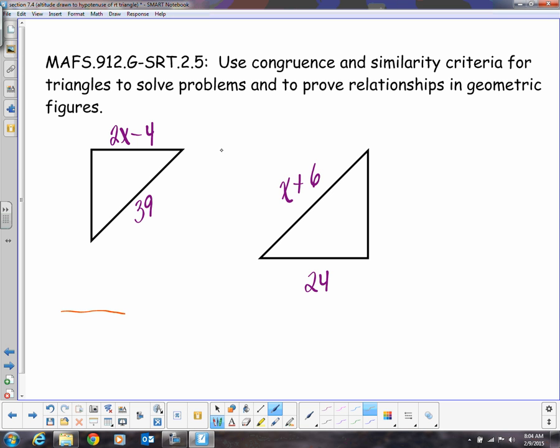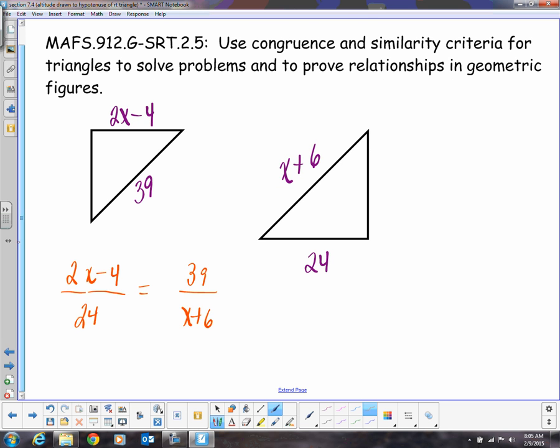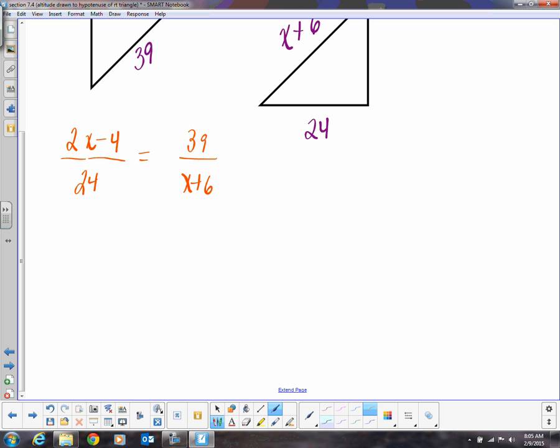So if I do left over right, the left at top is 2x minus 4. And the other left is 39. Now, what corresponds to 2x minus 4 in the other one? And what corresponds to the 39? All right. So 25 and 26 were heavy on the algebra. And I am counting on the fact that you remember how to do this. And so were they.